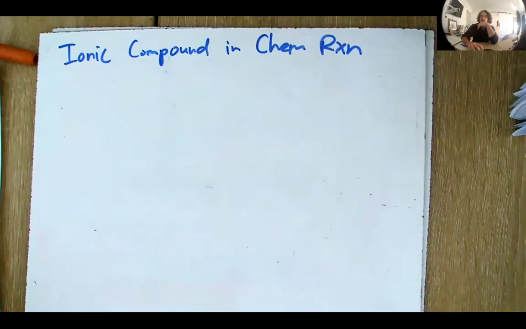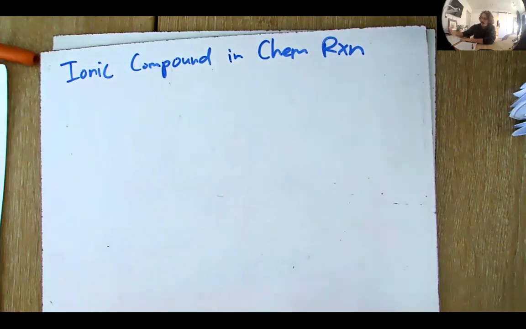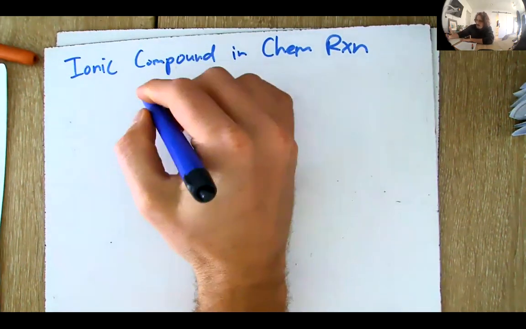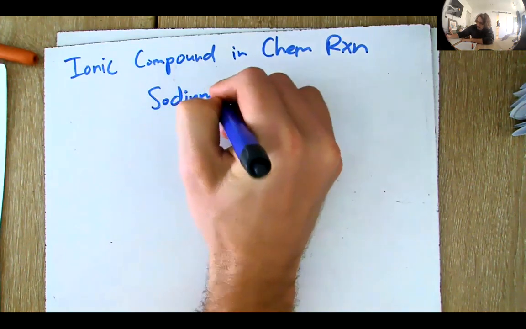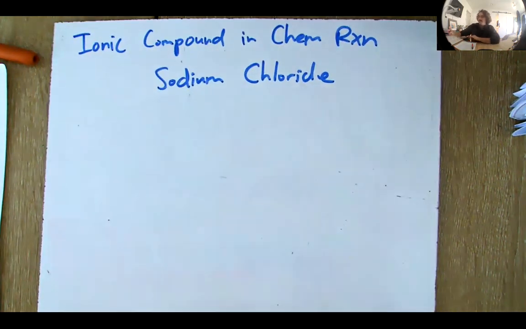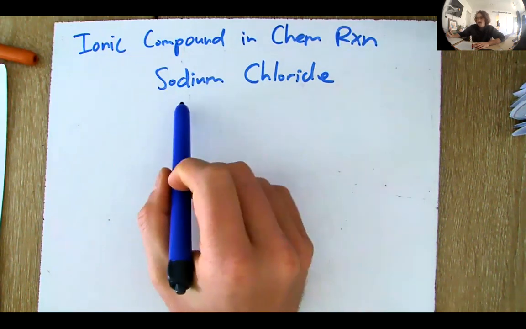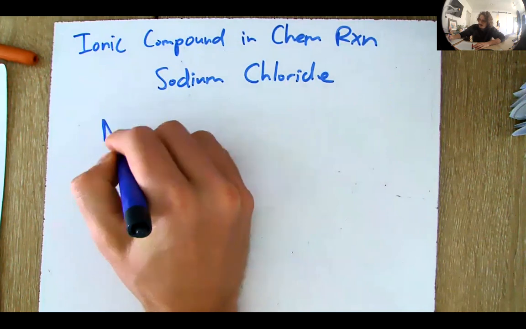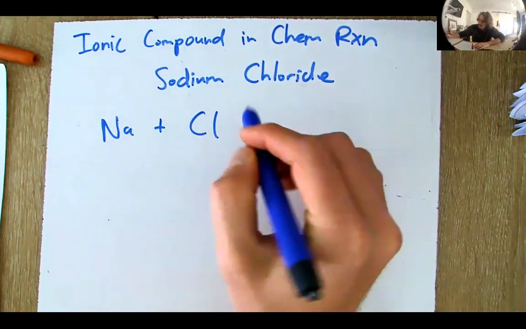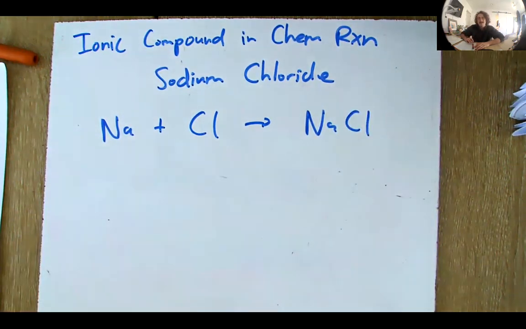Next topic is ionic compounds in chemical reactions. All right, here's the topic, ionic compounds in chemical reactions. So if we were going to write the ionic compound in a chemical reaction for table salt, well, we first are going to be using the individual elements as the reactants and then the molecule as the product. So we have sodium reacting with chlorine, and that's going to produce sodium chloride. Okay, that's an easy one.